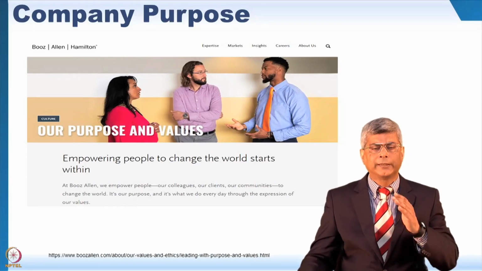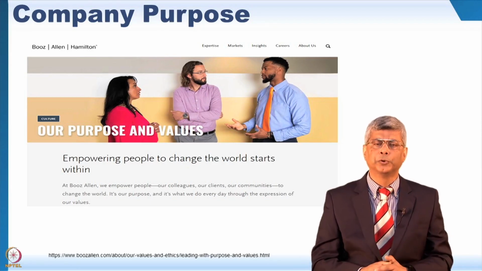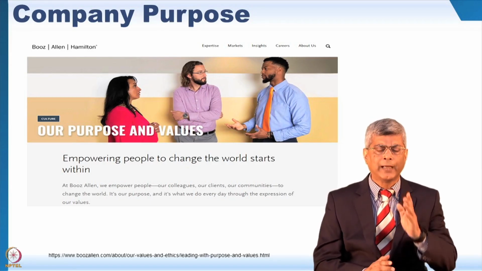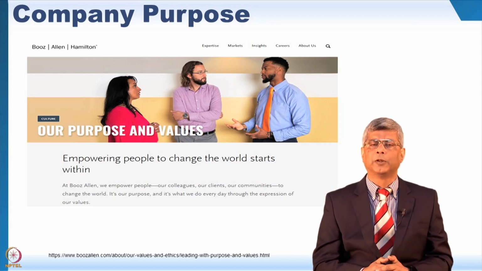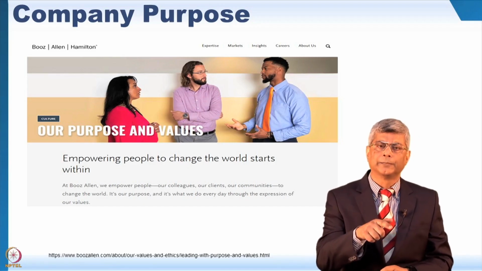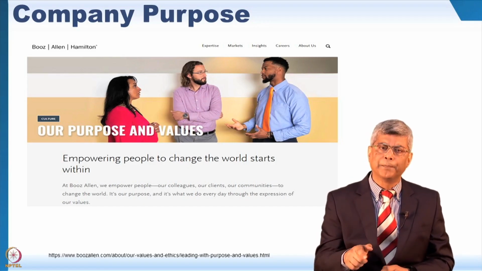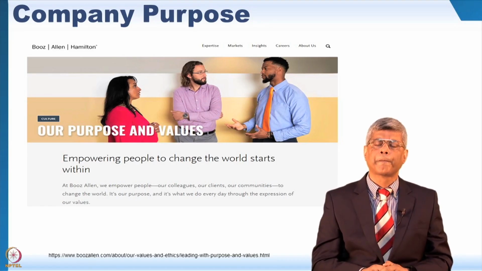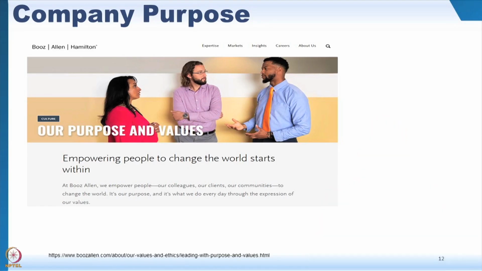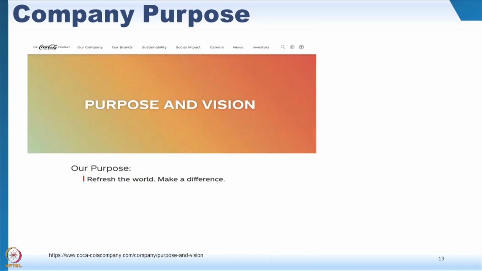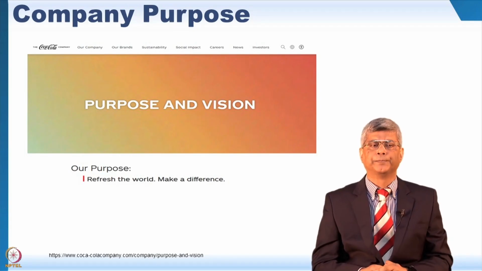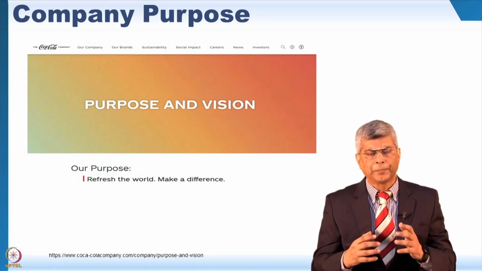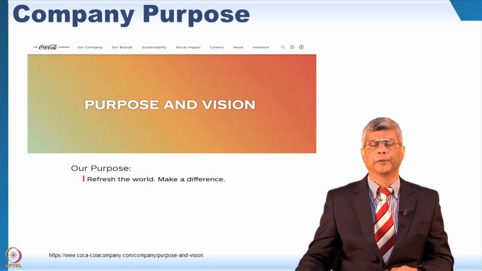This is a consulting company called Booz Allen and Hamilton. And see how they've defined a purpose. Empowering people to change the world starts within, which means they consult their customer companies to improve themselves, which means the customer companies can improve from within with the help of this company called Booz Allen and Hamilton. That's the purpose, empowering people.